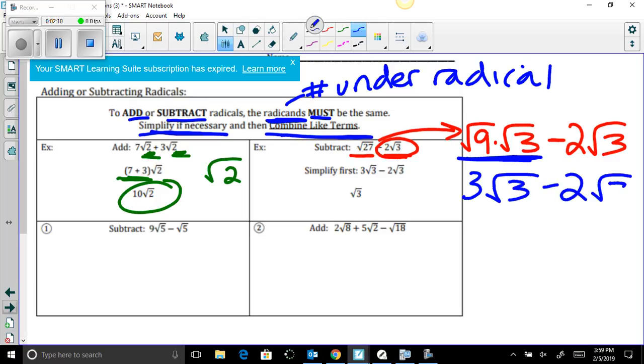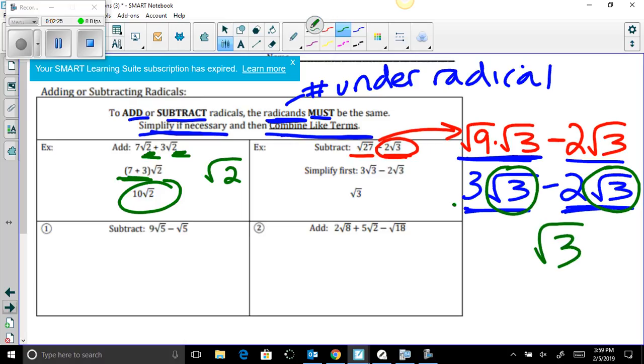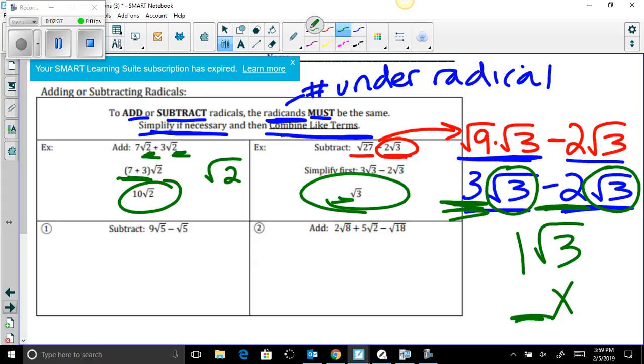I already said this side was already simplified, so I just need to bring it down. Now that these are both simplified, now can I subtract them? Now do I have like radicands? Or are these the same? They are. Keep the radical, do what the numbers ahead of them say. 3 minus 2 is 1. Notice, they didn't put a 1 in front of the radical. That's like not putting a 1 in front of your x. You know it's there. If you put it, you're not wrong. If you don't put it, you're also not wrong.